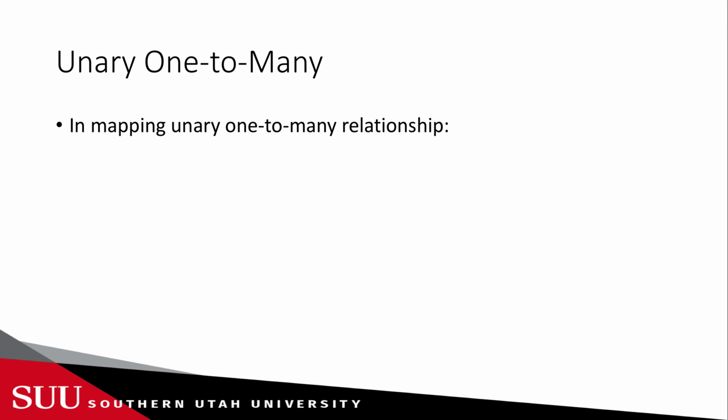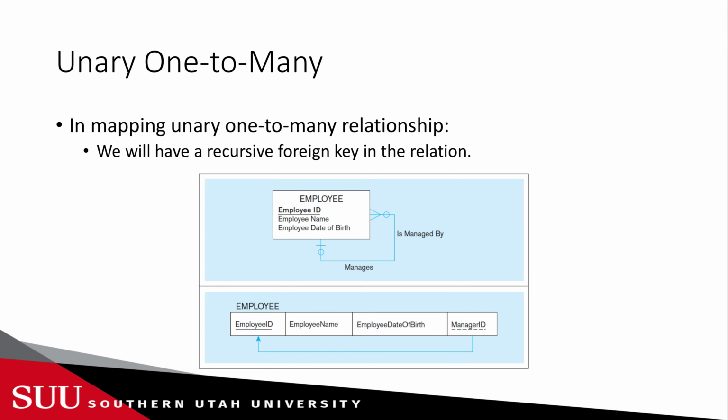And we have this example where we have an employee that manages 0 or more employees, and each employee is managed by 0 or 1 employee. And the rule says we will have a recursive foreign key in the relation. And what we mean by this is the manager ID in here, which is a foreign key, is the same key that is used in the relation as employee ID.